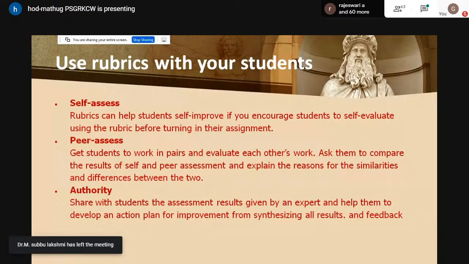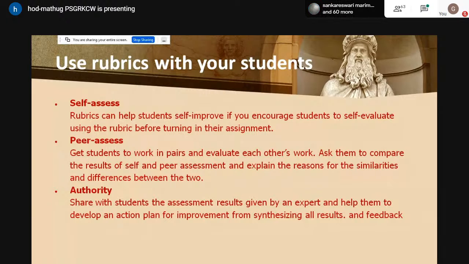so that you can encourage your students to self-work. Also, peer assessment. Get the students to work in pairs and evaluate each other's work. Ask them to compare the results of self and peer assessment. If I assess my assignment, how much mark do I give, and if my friend assesses it, how much mark will I get? If it is similar, ask him what is the reason, because he will tell you based on which criteria this was given. And if there is a difference, then also explain the reason why there is a difference between the two. In both cases, whether the peer assessment is similar or different, you have to tell them how the rubrics have worked in their assessment and share the assessment results given by an expert, and help them to develop an action plan for improvement by synthesizing all results and then give them the feedback.